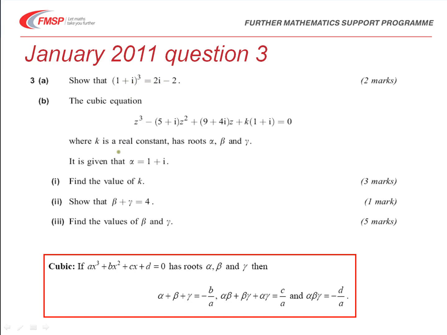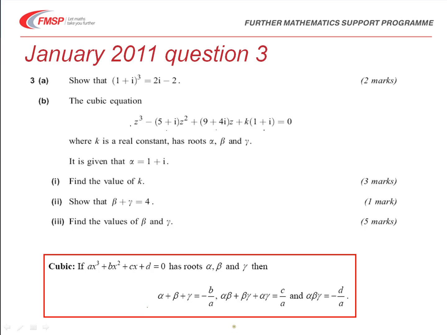And then using that result in part B, together with the fact that alpha is 1 plus i, we have this cubic equation: z cubed minus (5 plus i) times z squared plus (9 plus 4i) times z plus k times (1 plus i) equals 0. And then we have various values to find out related to that particular cubic expression. Key thing is the coefficients are not real, they're complex, so the roots do not occur in conjugate pairs.